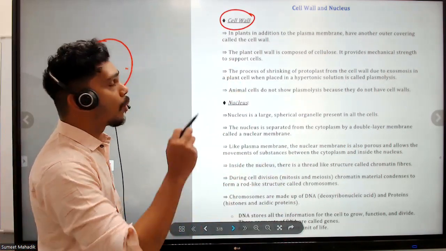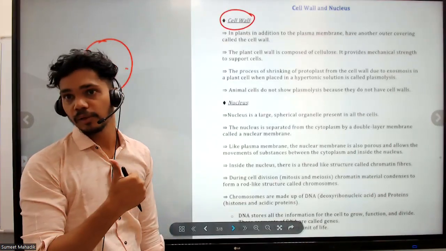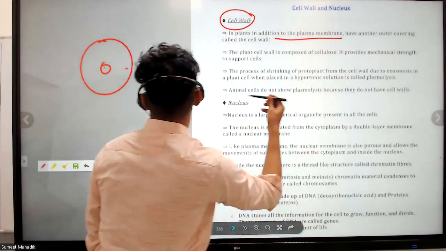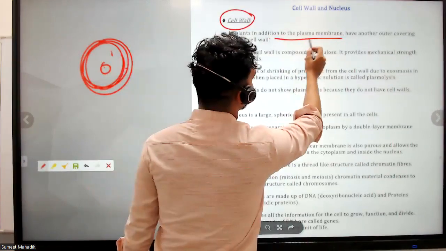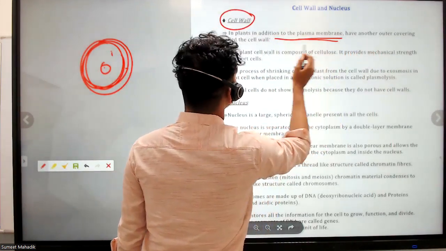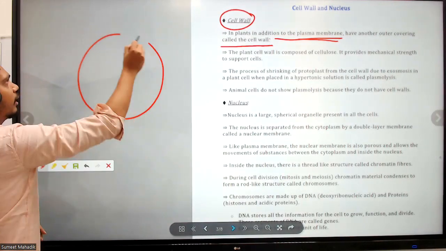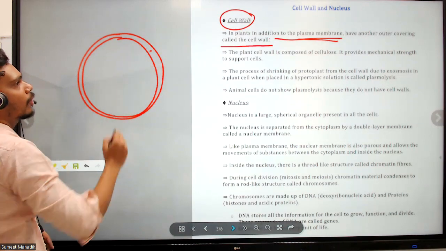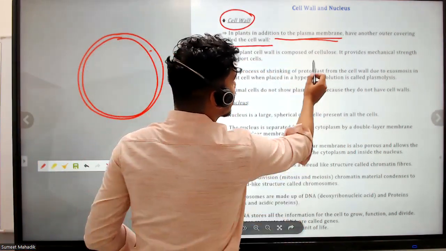Now let's focus on what the components, or we can say organelles, are, and what the function of each is. Okay. So in plants, in addition to the plasma membrane, what is the plasma membrane? What will be around the nucleus? The plasma membrane will be there. Plants have another outer covering called the cell wall. So if I talk about the cell, this is the cell, and this is a double layer we are talking about. This is what? The cell wall. So the plant cell wall is composed of cellulose.